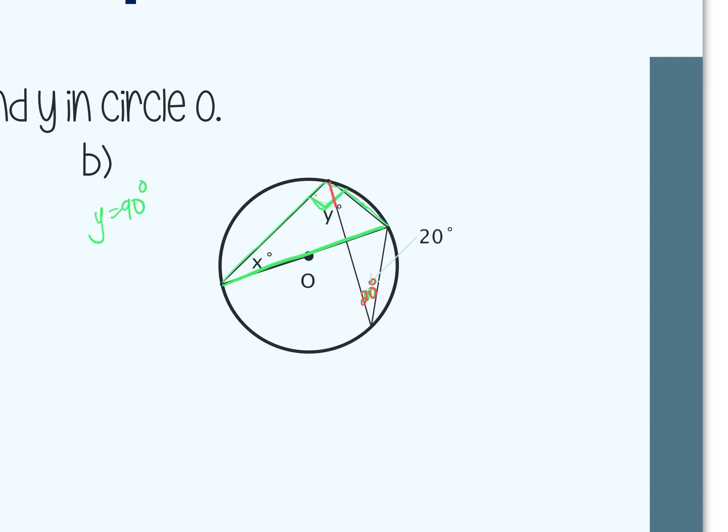If this angle is 20, I know that the arc it intercepts is going to be 40. I quickly noticed that angle X, that inscribed angle, also intercepts the same arc. Therefore X is the same as the 20, half of the 40. So X is 20 degrees. Using a couple of the theorems we learned in this chapter, we know how to solve for these missing pieces.